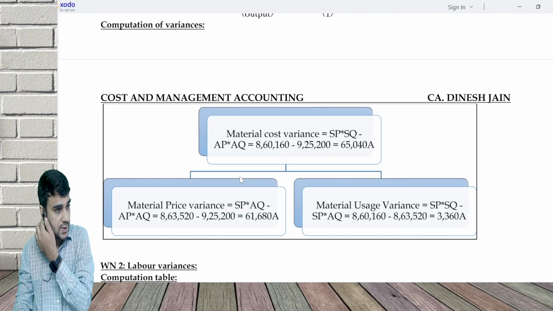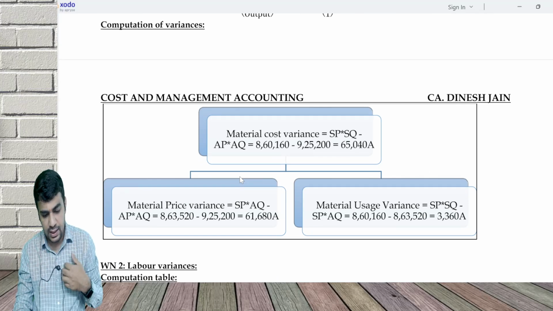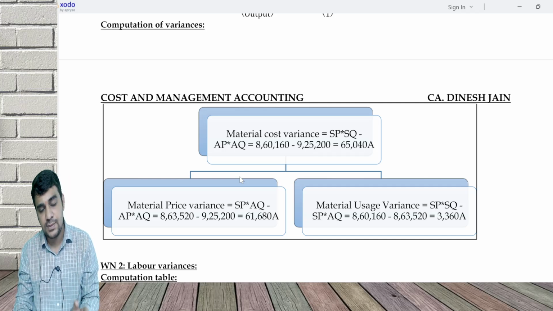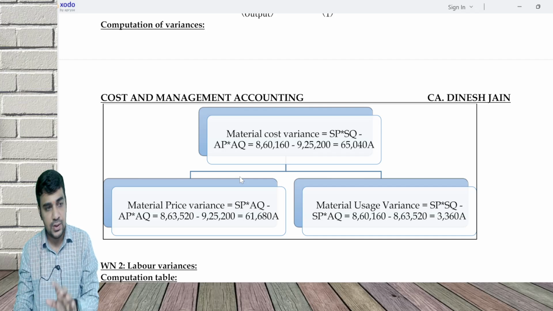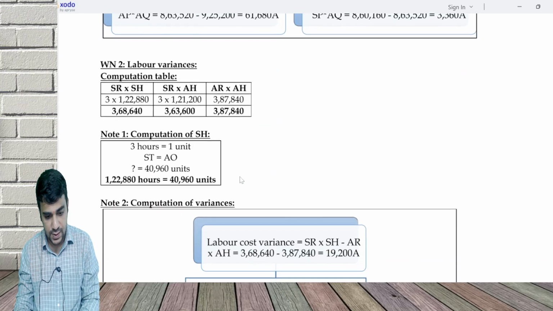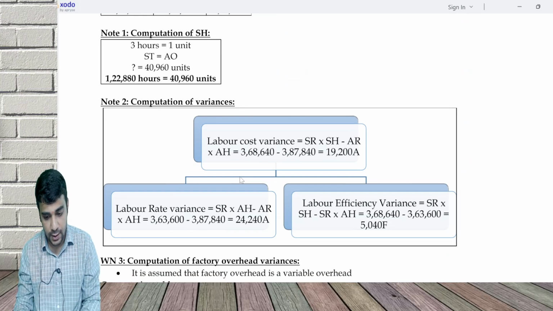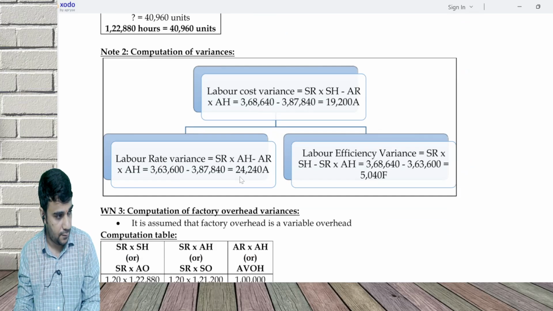I am not getting into the variances, but these are the variances. Material cost variance 65,040 adverse. I'll need this to do reconciliation, so I'm showing you the variances. Material price variance 61,680 adverse. Usage 3,360 adverse. Labor rate variance 24,240 adverse. Efficiency 5,040 favorable.